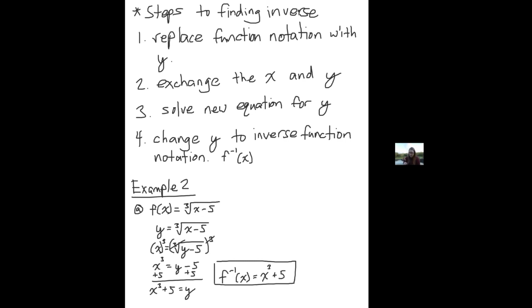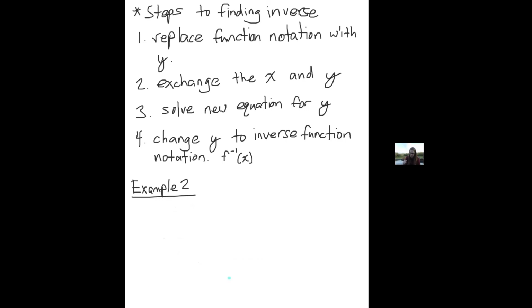All right, let's look at another one. I'm just going to erase this part. This is part B of example 2. We have g of x equals x minus 4 over x plus 2.